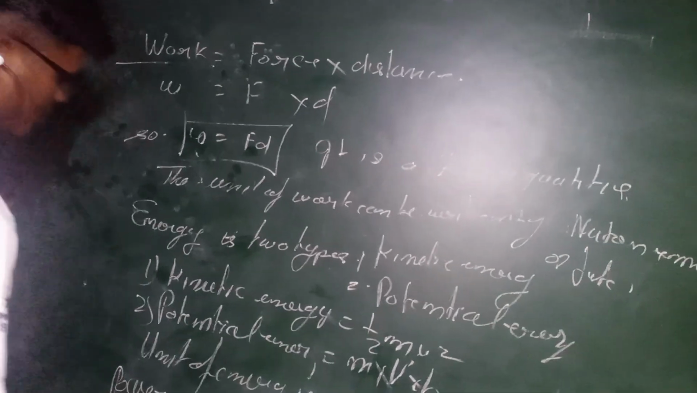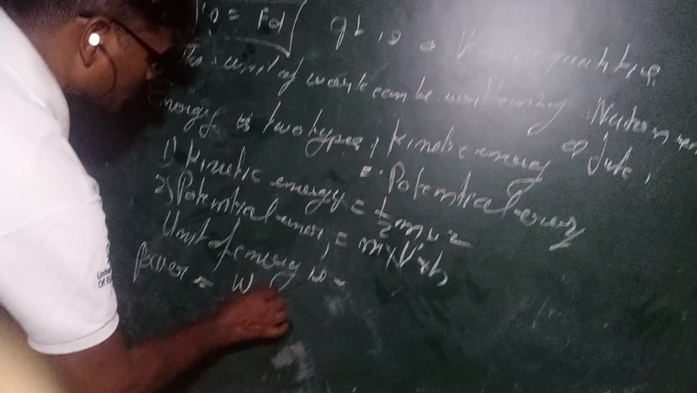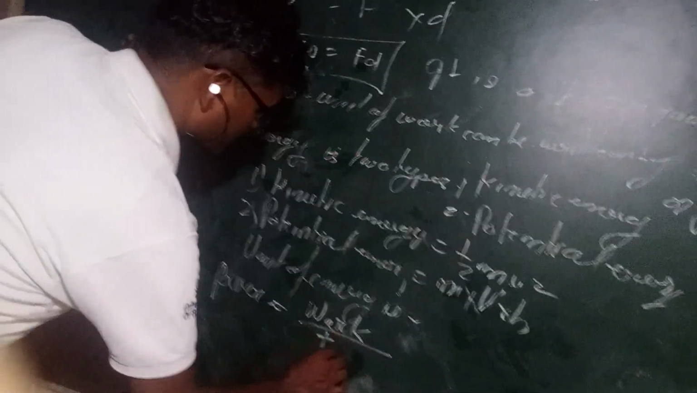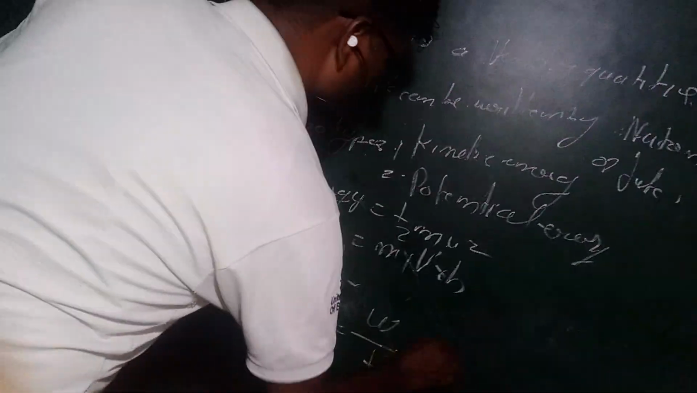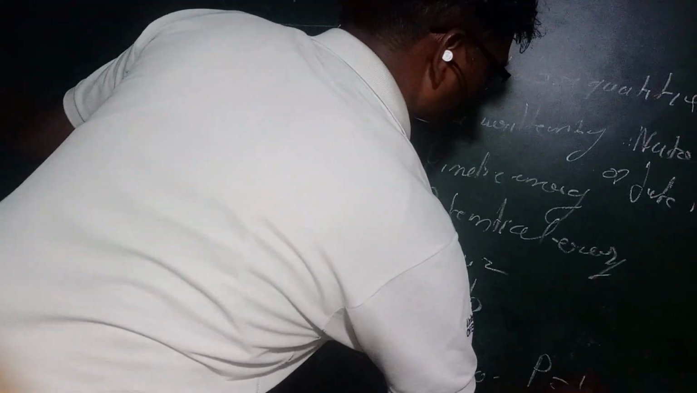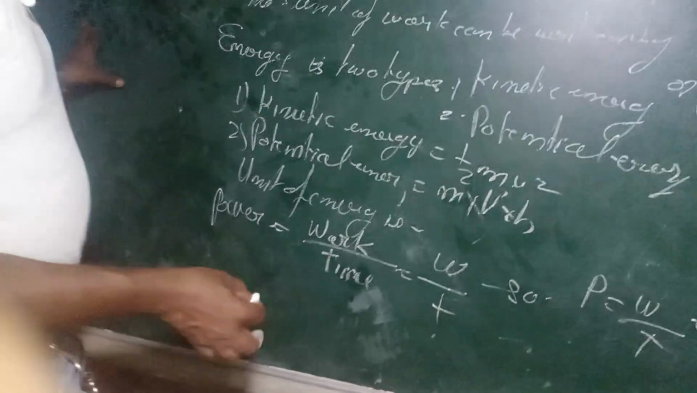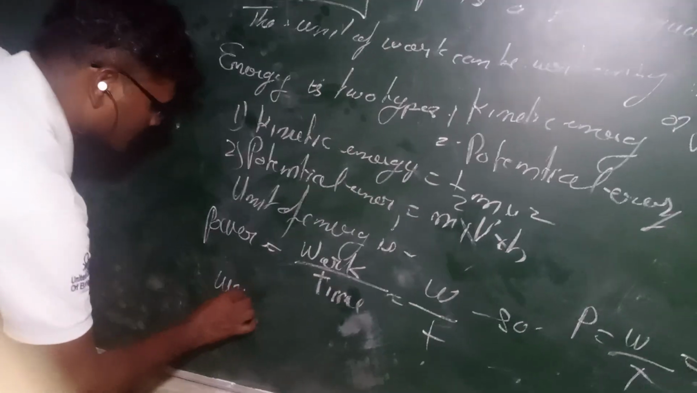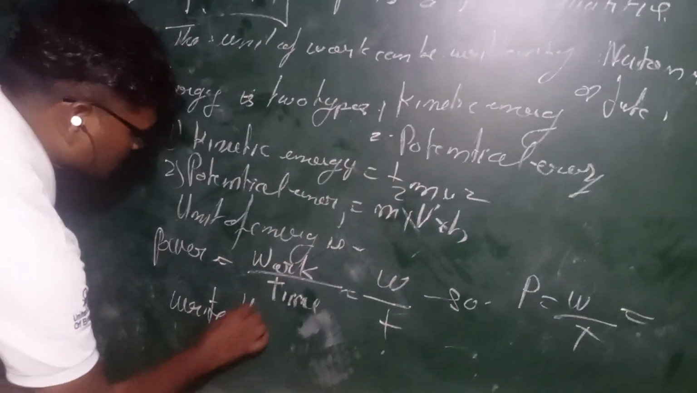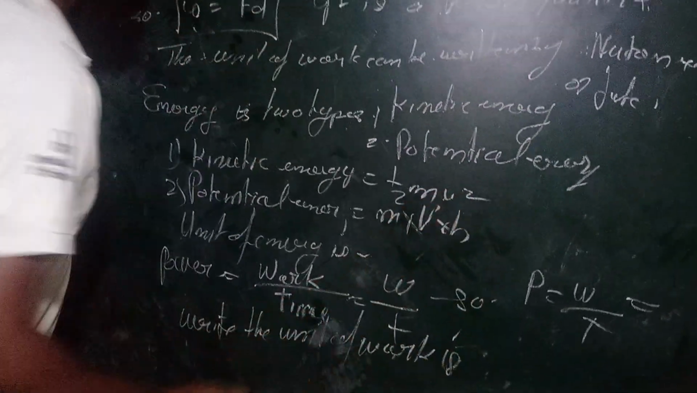And the second is power. Power can be indicated by work by time. Work can be indicated by W by T. So P is equal to W by T. We can write here below your table the unit of work.